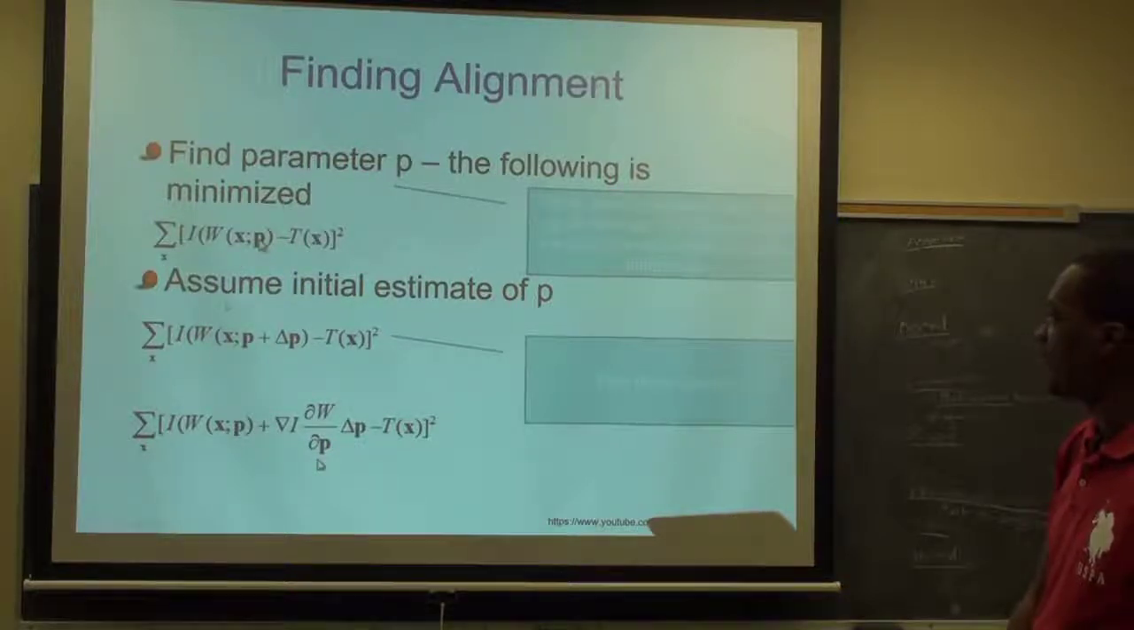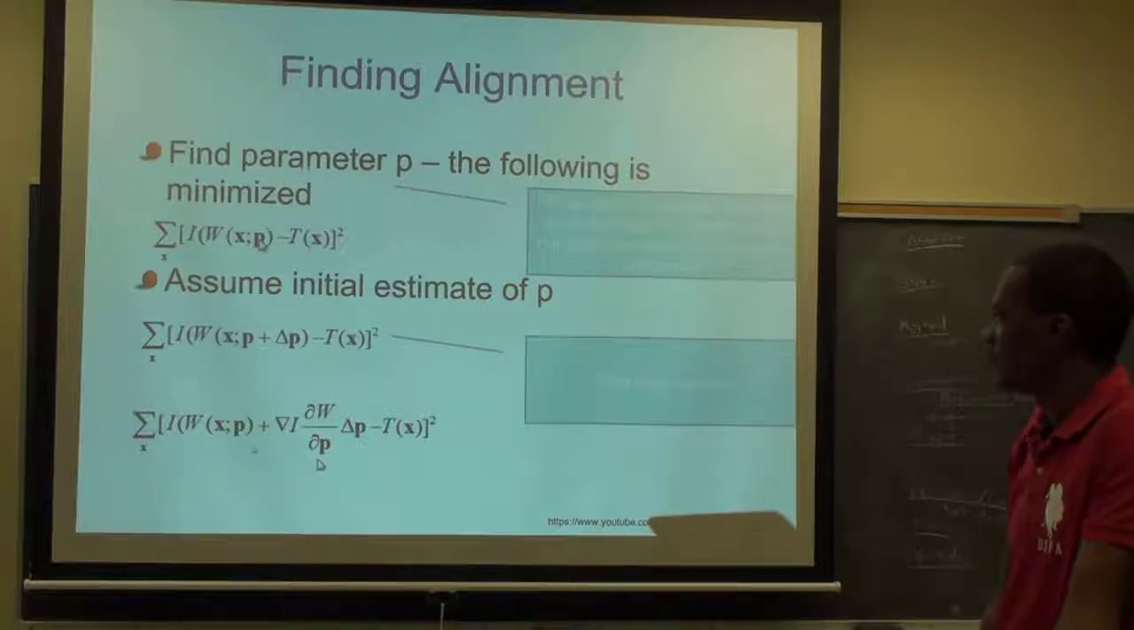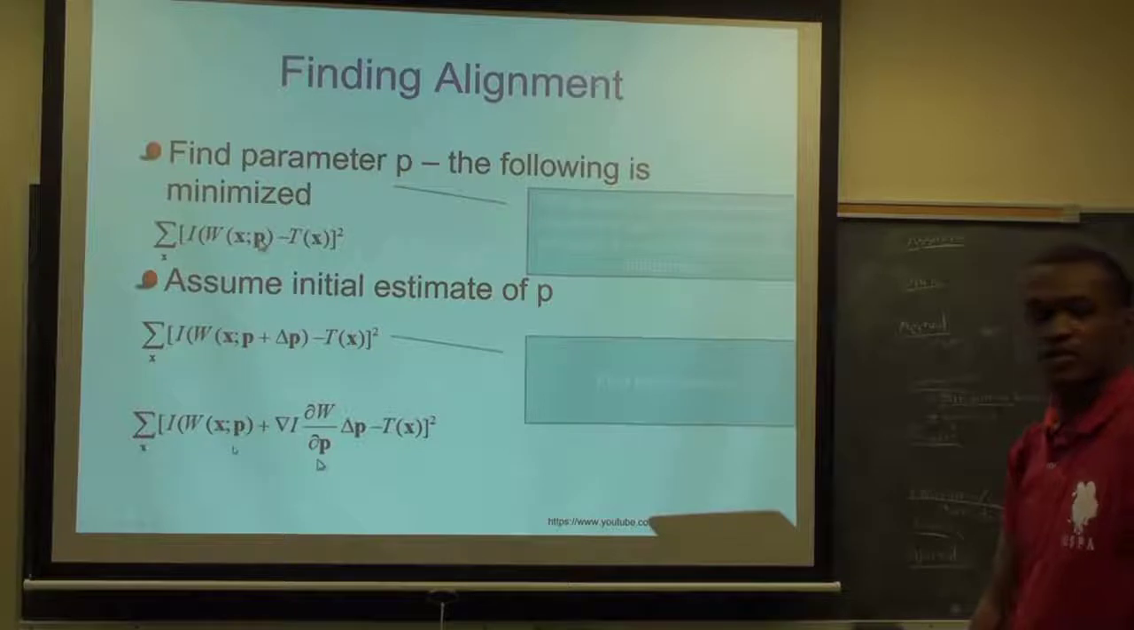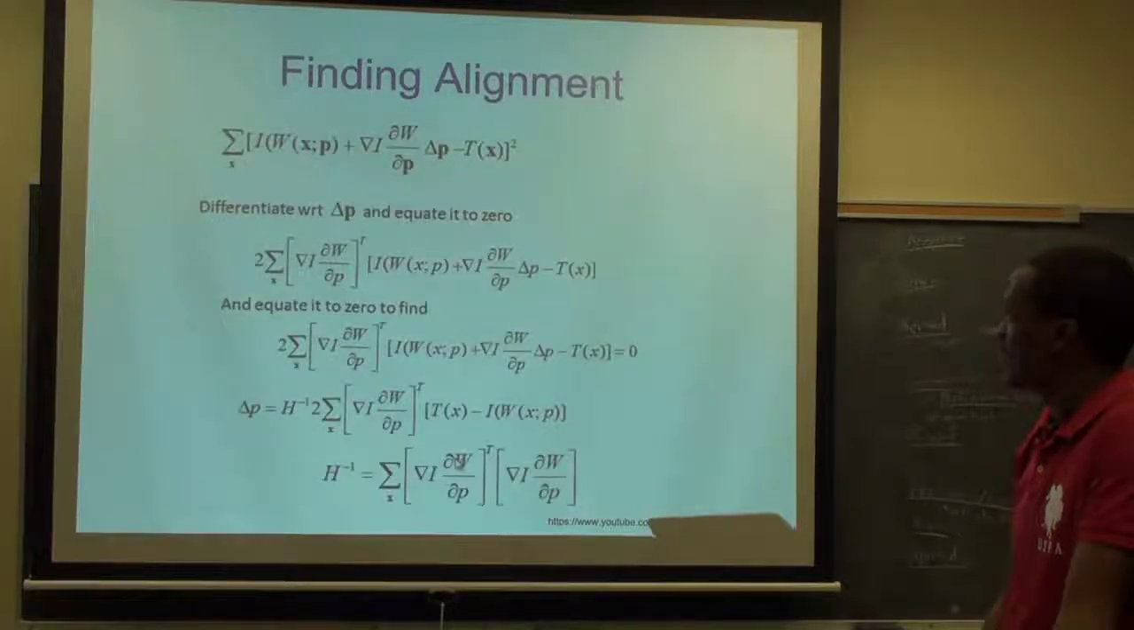So the next step is to assume an estimate for p. This is the delta p variable that we added. We're trying to find the parameter p, and so next we take this function's Taylor series, which brings us down here. Taylor series is like a bunch of sums of derivatives, and we only take the first one.